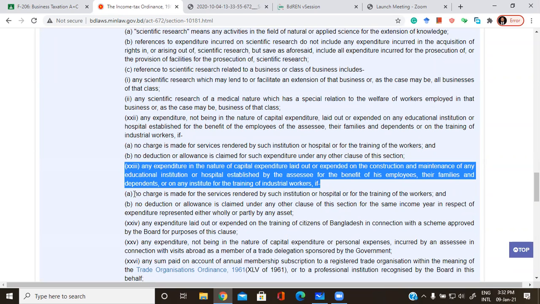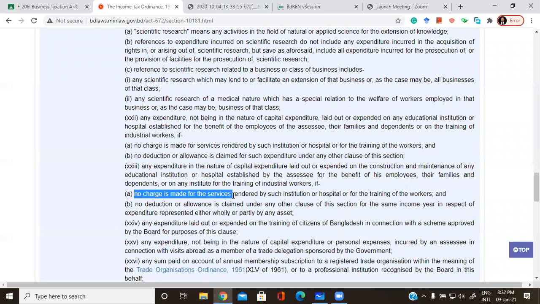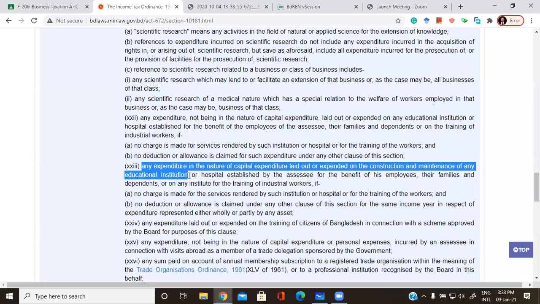What are those conditions? You cannot charge any fee for providing the services to your employees, and no deduction or allowance is claimed under any other clause of this section for the same income year in respect of expenditure represented either wholly or partly by any asset. So the second condition is that you cannot claim benefit with reference to another section. When you are taking benefit of this, you cannot take benefit from other sections.